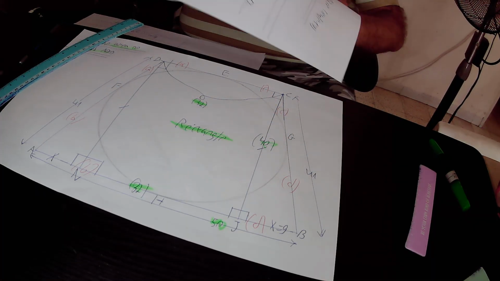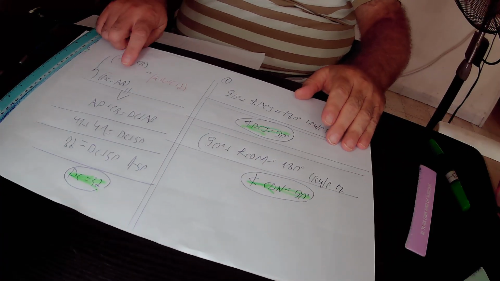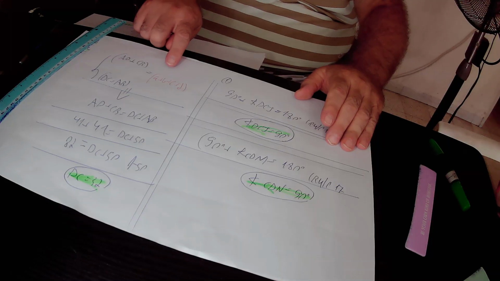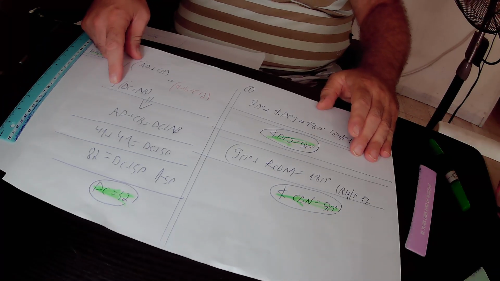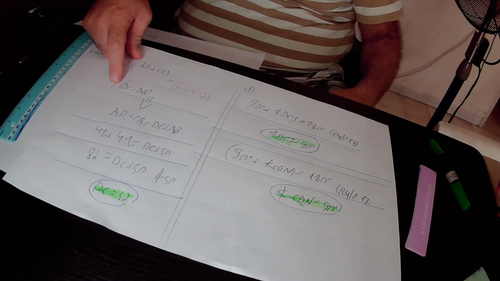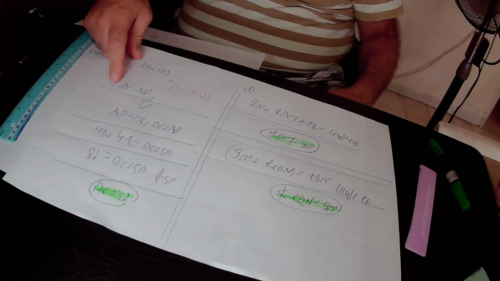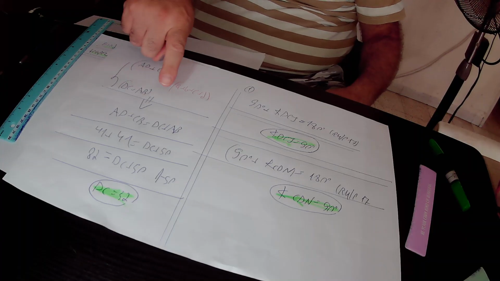So we found that side DC plus the opposite side AB also equals A plus B plus C plus D. Because those two expressions are both equal to A plus B plus C plus D, they are equal to each other. That is to say, AD plus CB equals DC plus AB.